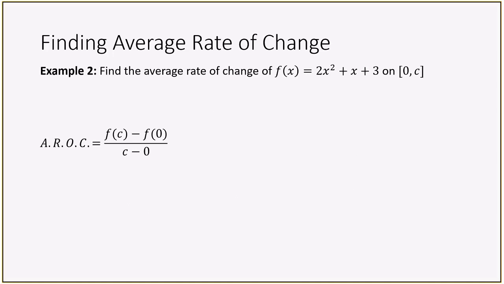But I'm still going to use that average rate of change formula that we saw in the last slide. I'm going to plug in c into that function. I'm going to plug in 0 in my function. I'm going to subtract those on the top of my fraction, and then I'm going to subtract my interval on the bottom of the fraction, so c minus 0.